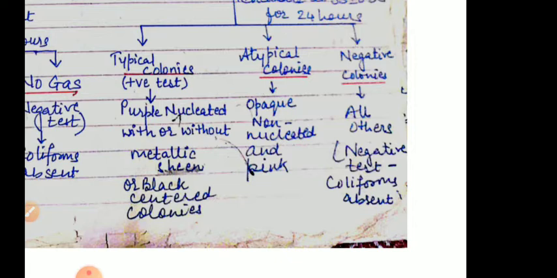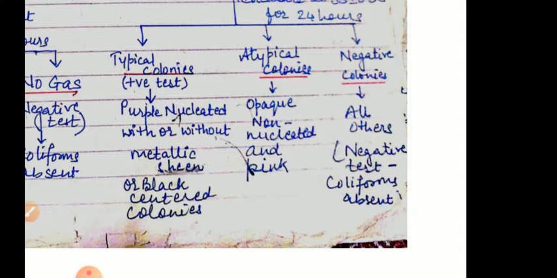What are typical colonies? Purple nucleated, or you can say purple black centered colonies with or without green metallic sheen are produced on EMB agar. Dark purple colonies with golden metallic sheen are produced on the surface of Endo agar. So these purple or black centered colonies with or without metallic sheen are called typical colonies, which are produced by fecal coliforms. Atypical colonies are opaque, non-nucleated, pink in color, produced by non-fecal coliforms.